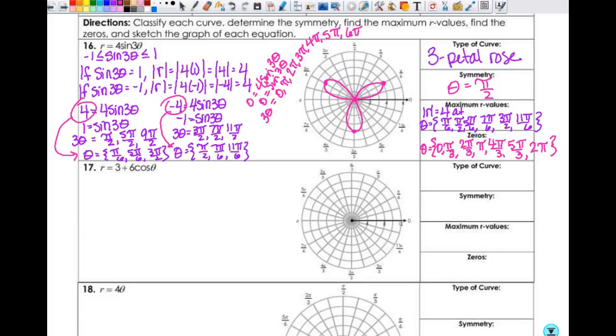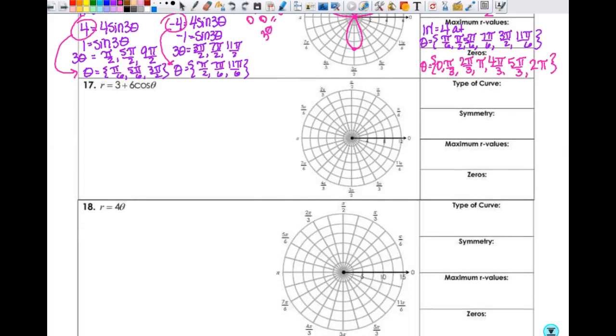All right, so then number 17. I'm going to start by classifying it. It classifies as a looped limaçon. So, got to find my maximum R values. This is just cosine theta. There's not a number there. That's fabulous when it's like that.